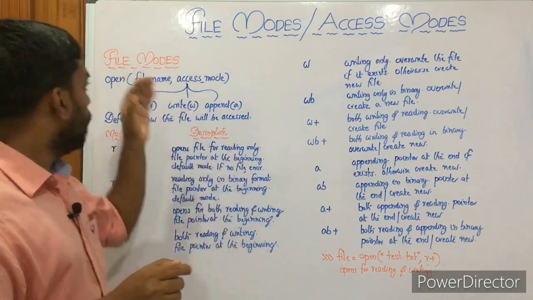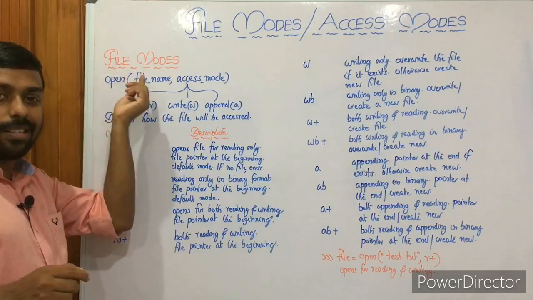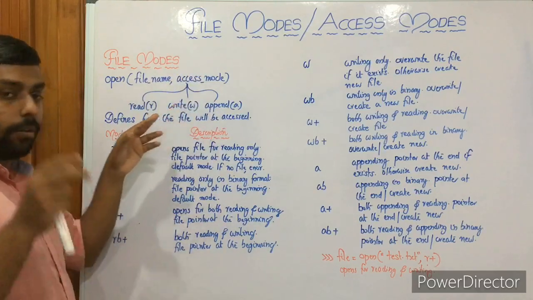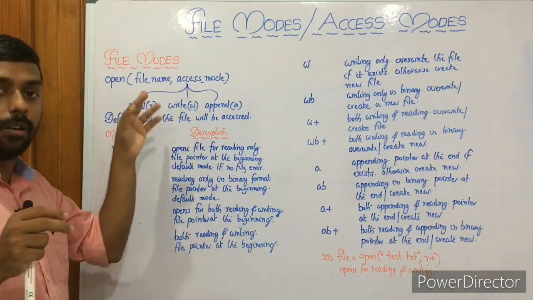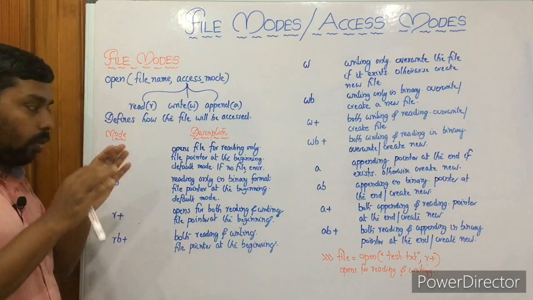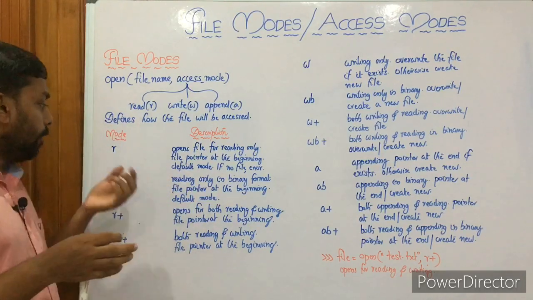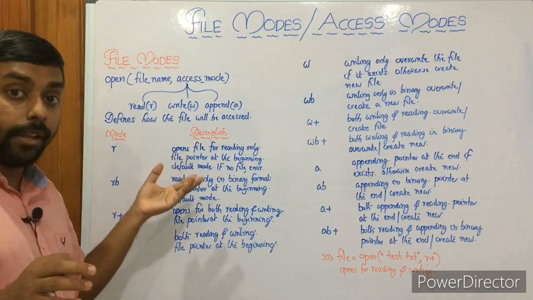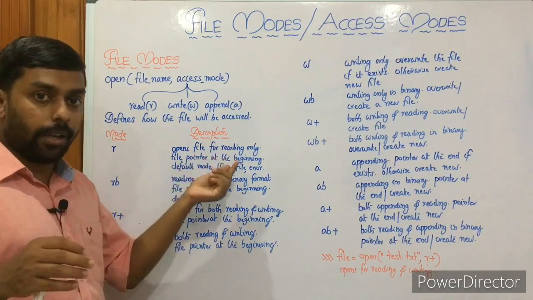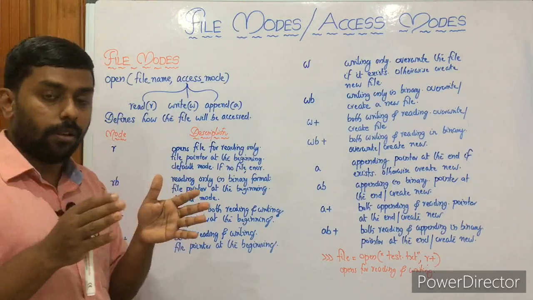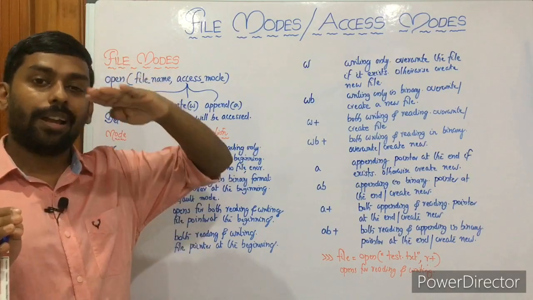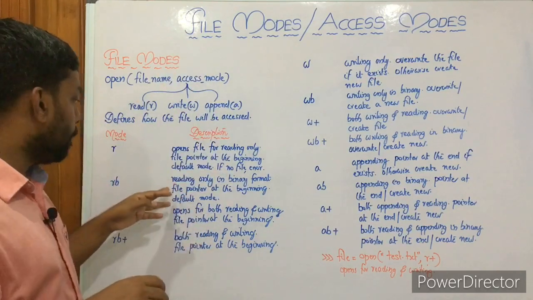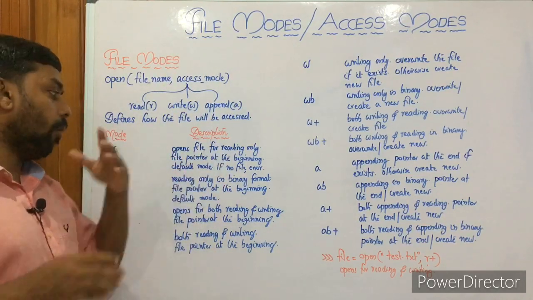Let's have a quick revision of file modes. Here is the syntax of the open function: open(filename, access mode). There are three access modes: reading, writing, appending, R, W, A. Then there are extensions with binary and plus. R opens the file for reading only, with the file pointer at the beginning. When we start reading something, our eyes will be at the first word or first letter, right? File pointer at the beginning, default mode; if the file cannot be accessed, error.